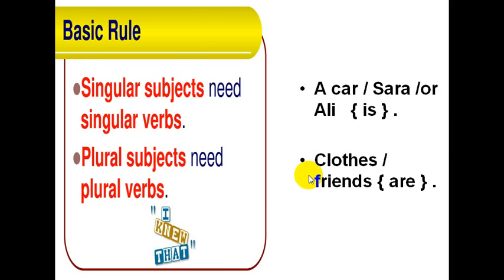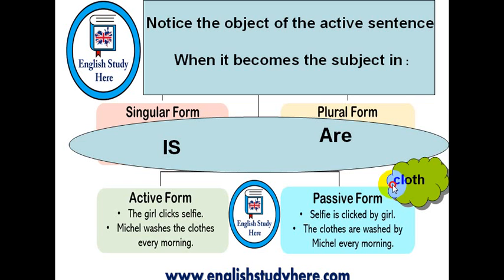Now look at this example in an active form. The girl clicks selfie. And notice the object of the active sentence when it becomes the subject, in singular form or in plural form. So back again to the sentence. The girl clicks selfie. Selfie is the object. Okay, it becomes after the verb here. Click selfie. So I should start with the object at the beginning of the passive sentence.